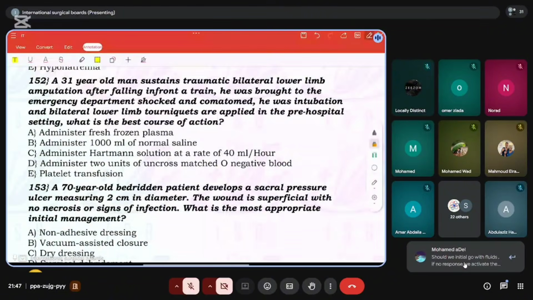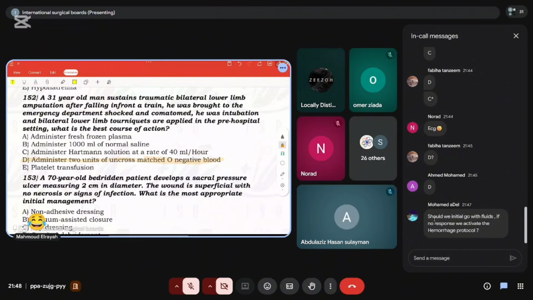Okay, so we understand there's blood, right? We give this patient blood. Don't forget the patient's legs, okay? Come back to the train station and get their legs or you'll be sued.